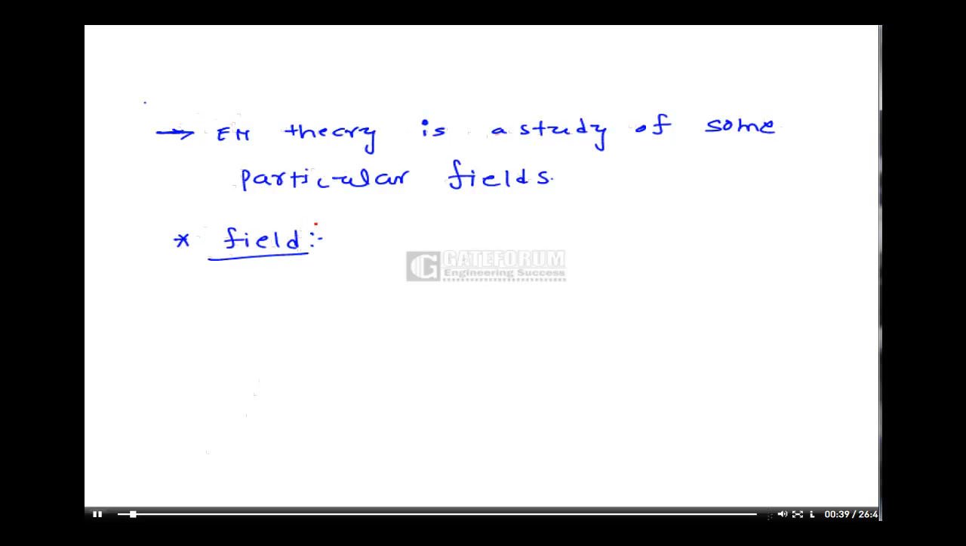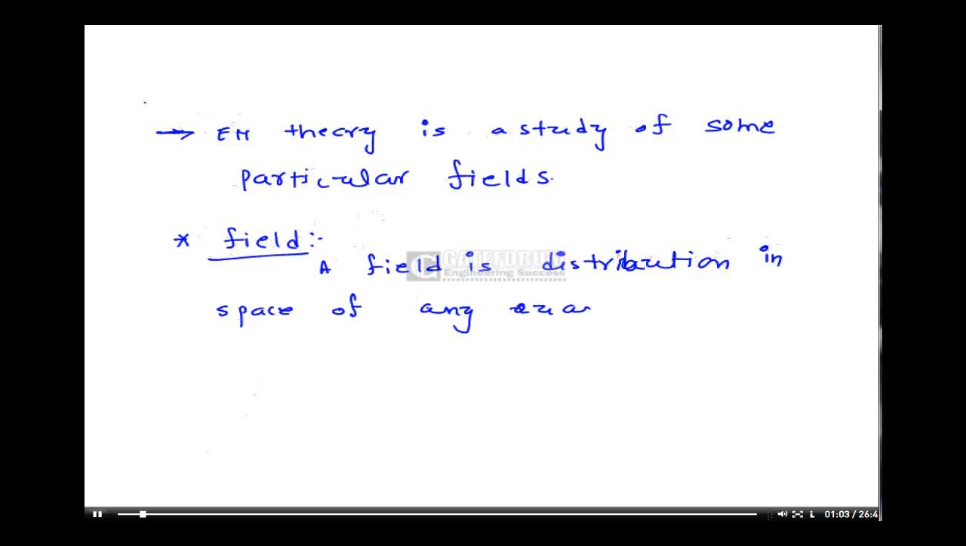We can define field like this. A field is nothing but distribution in space of any quantity. That is either scalar or vector, and it is independent of time.